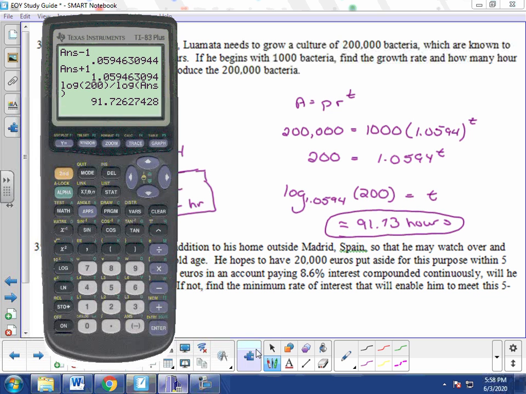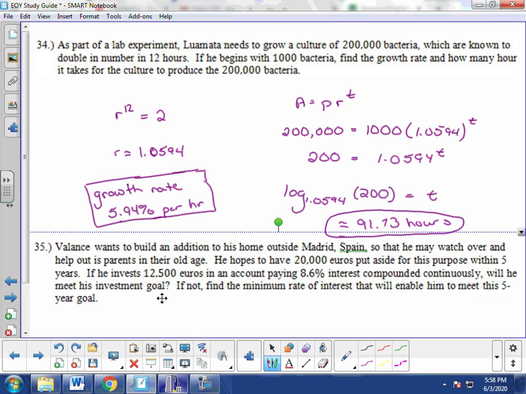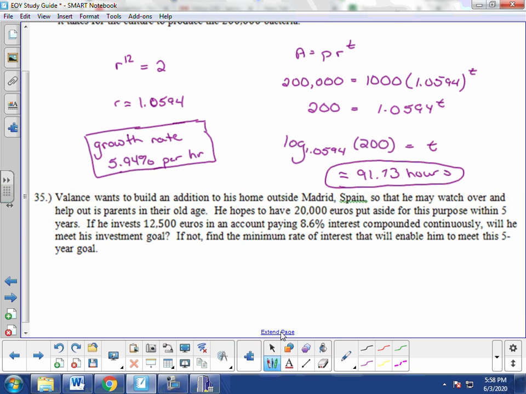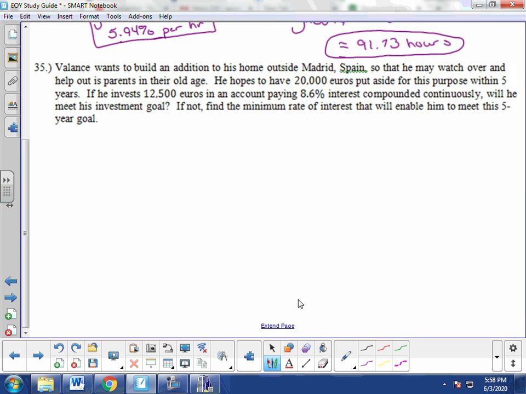In problem 35, it says Valence wants to build an addition to his home outside Madrid, Spain, so that he may watch over and help out his parents in their old age. He hopes to have 20,000 euros to put aside for this purpose within 5 years. If he invests 12,500 euros in an account paying 8.6% interest compounded continuously, will he meet his 5-year goal? If not, find the minimum rate of interest that will enable him to meet his 5-year goal.